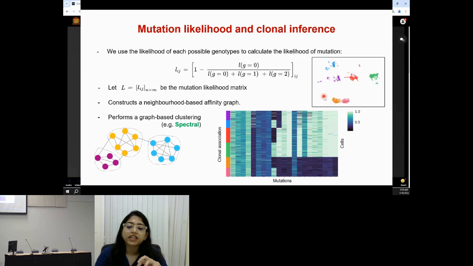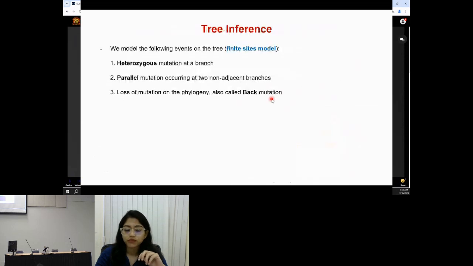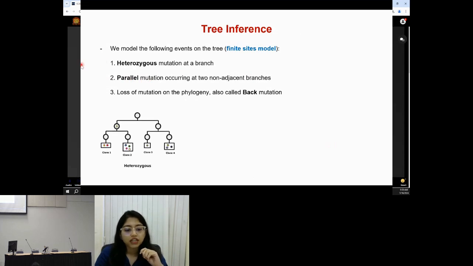And using such clustering, we are obtaining a rich subclonal landscape for the tumor. We have also used a tree, modeling the following events on the tree under the finite sites model. We have used the tree in order to call the mutations. The 3 events that we are modeling on the tree are: number 1, the heterozygous mutation, where if a mutation occurs at a branch, it goes down the phylogeny. So in this case, the green mutation is harbored by clone 1 and clone 2.